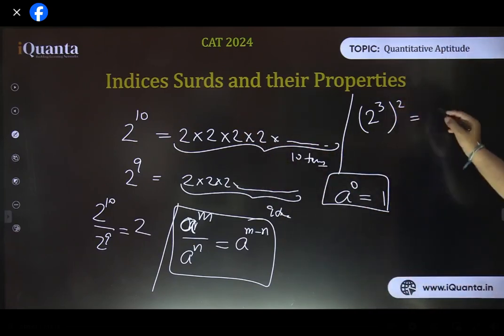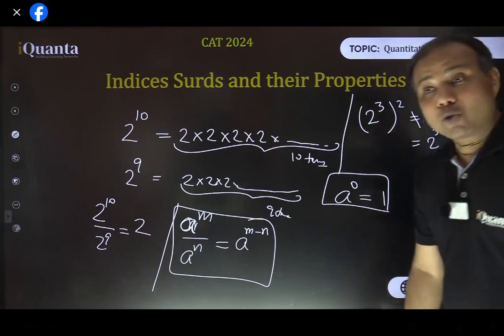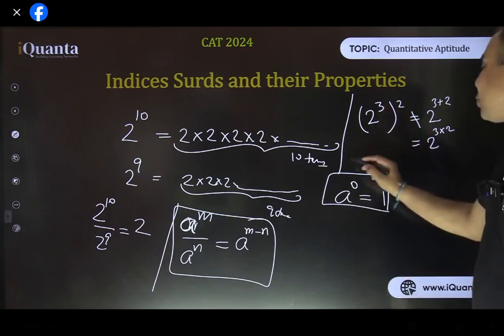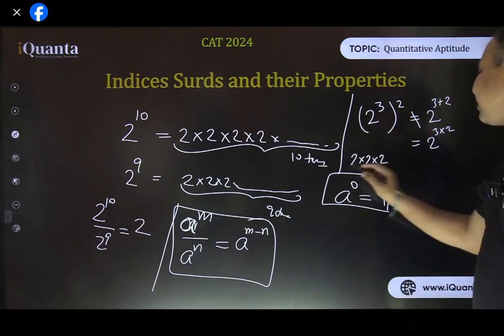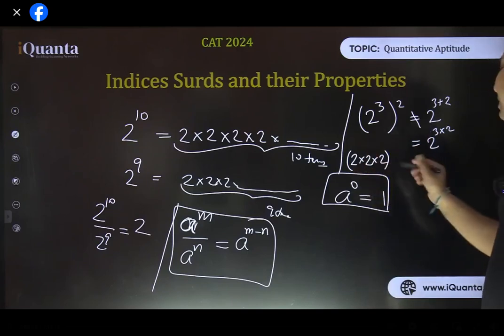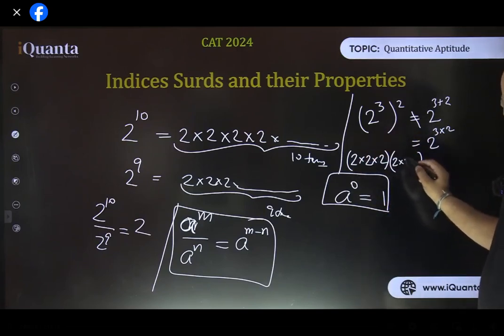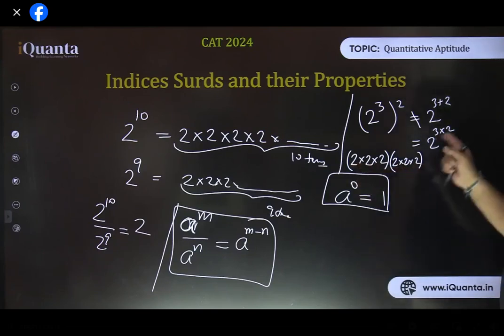It is not 3 plus 2. This is not equal to 2 power 3 plus 2. It is equal to 2 power 3 multiplied by 2. How so? See, 2 power 3 means 2 is multiplied with itself, total 3 times. Total 3 2's are there. And this whole square means this bracket is multiplied with itself. Total 2 such brackets are there. The first bracket had 3 2's, the second bracket also has 3 2's. So total 6 2's are there. So it is 2 power 6, which is 64.